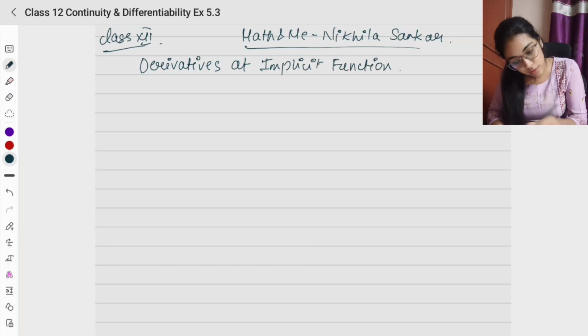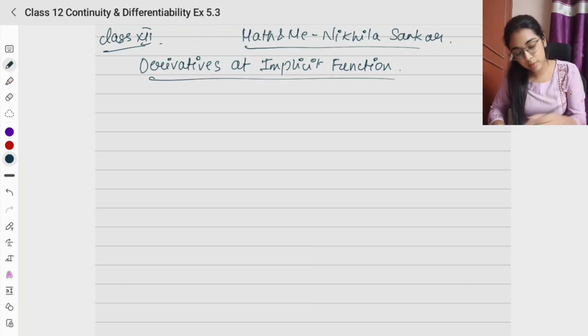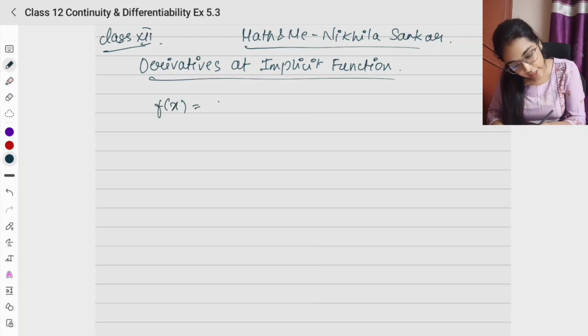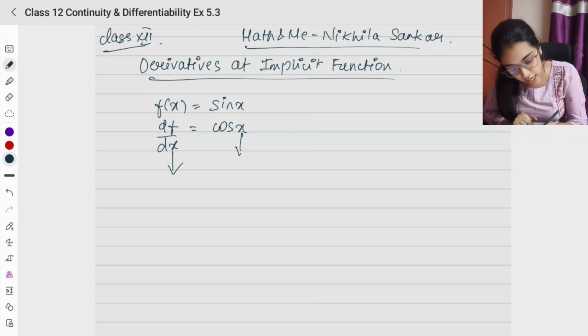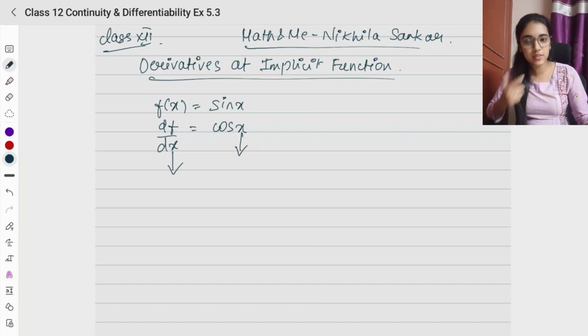So until now you are dealing with only one single variable. So for example, if your f of x is simply sin x, you'll have df divided by dx to be cos x, because what is your variable of differentiation? Variable of differentiation is x, and what variable do you have in your function? You have x. So your derivative was very easy to find.